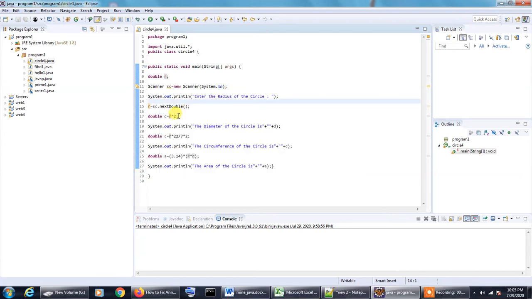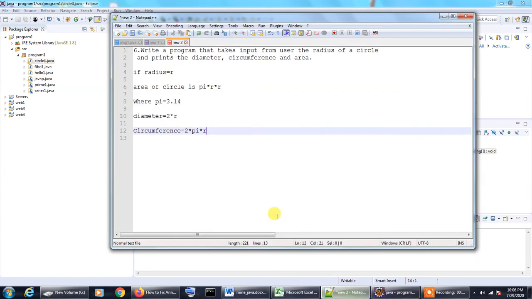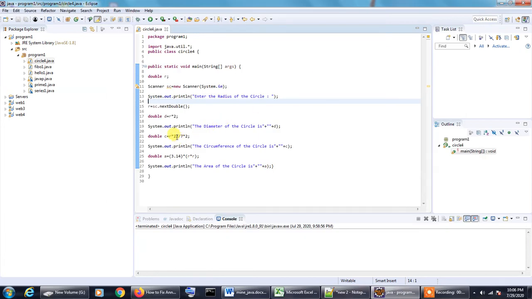In the following line we are just calculating the diameter from the radius by multiplying the value of the radius with 2. In the next line we are calculating the circumference of the circle by using this formula, that is 2 multiplied by pi multiplied by r. Here the value of pi is being taken as 22 by 7. I recommend using a bracket to include the value of 22 by 7.